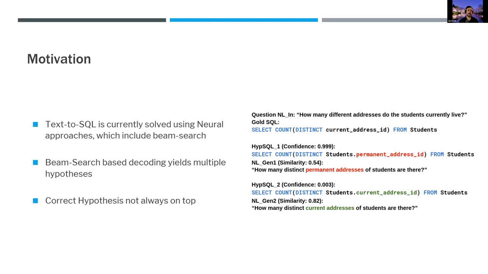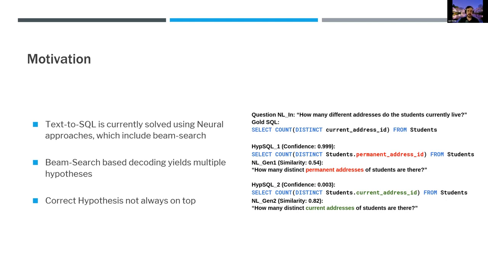Now, currently, most of the systems that we use for this problem are neural approaches that include beam search. And if you use beam search, of course, you always get a set of hypotheses. And it turns out that the correct hypothesis is not always on top. If we look at this example, we have the question: how many different addresses do the students currently live in? And the gold query would look like this: select count distinct current addresses from students.